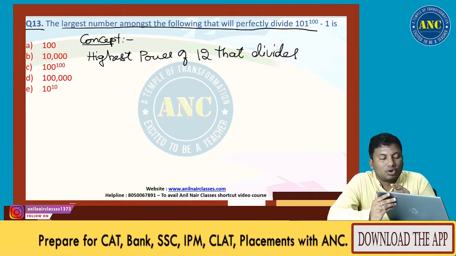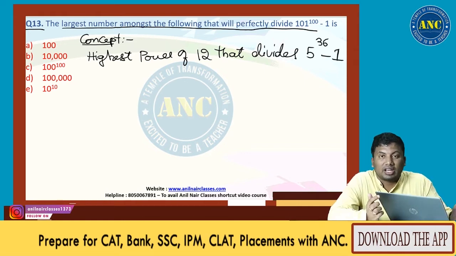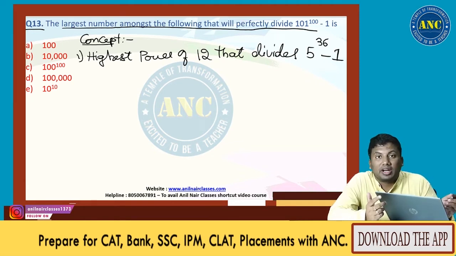I will take two questions. This question will be directly a single-sitter for you. It will take seconds for you to solve if you understand the concept. Highest power of 12 that divides 5 power 36 minus 1. Let me solve two questions and make you understand the concept. The third question will be the PPT question.